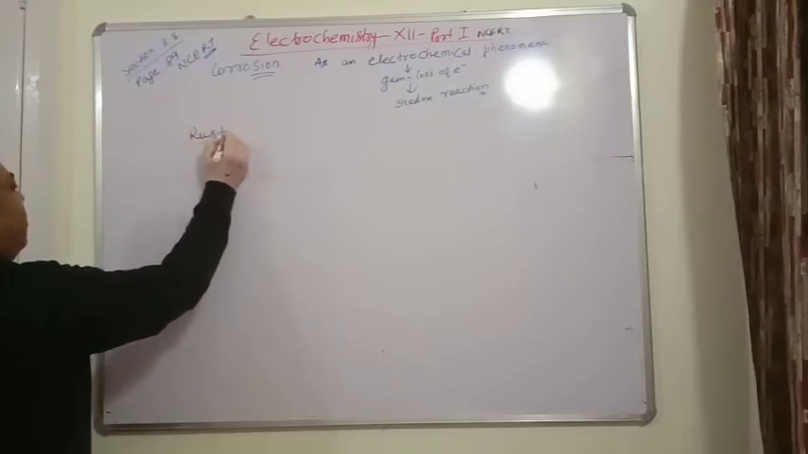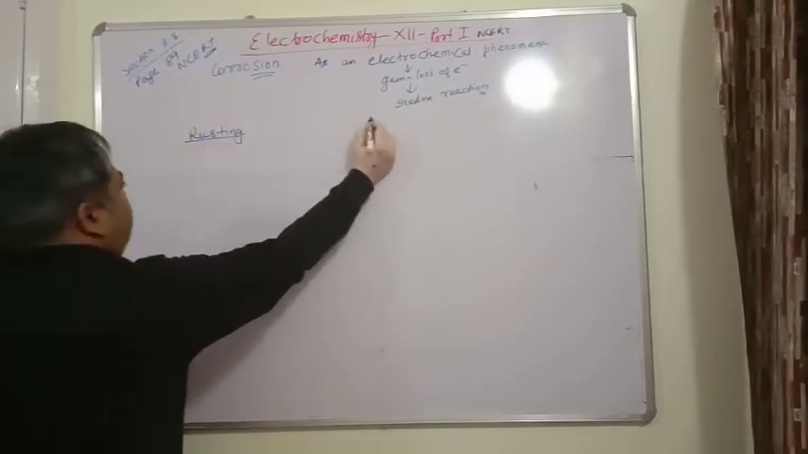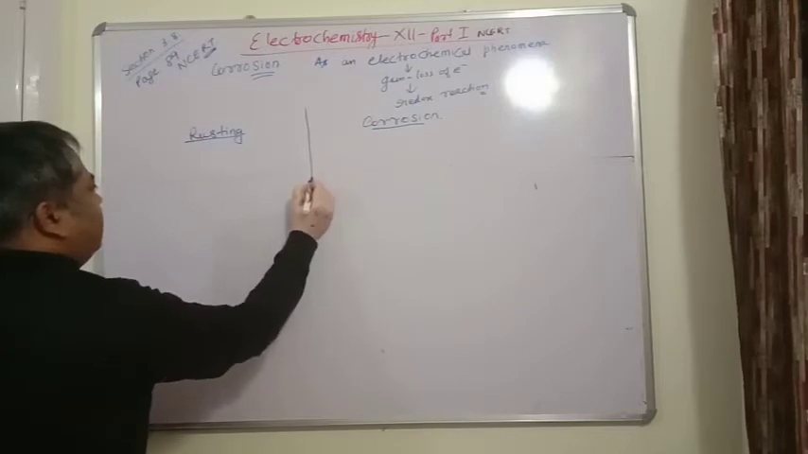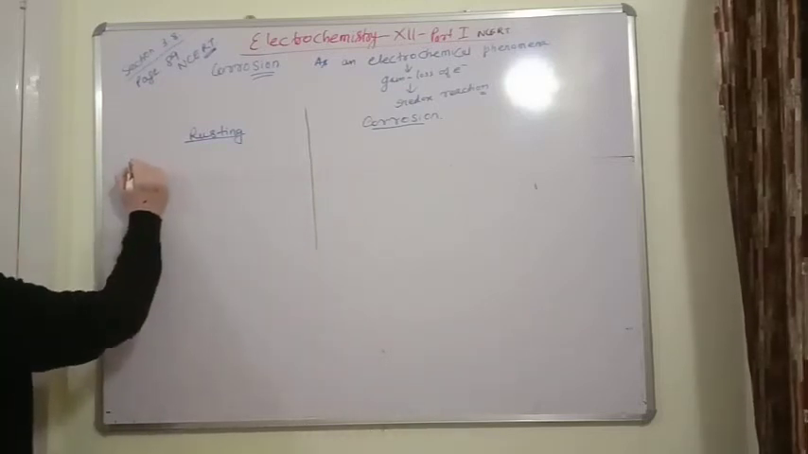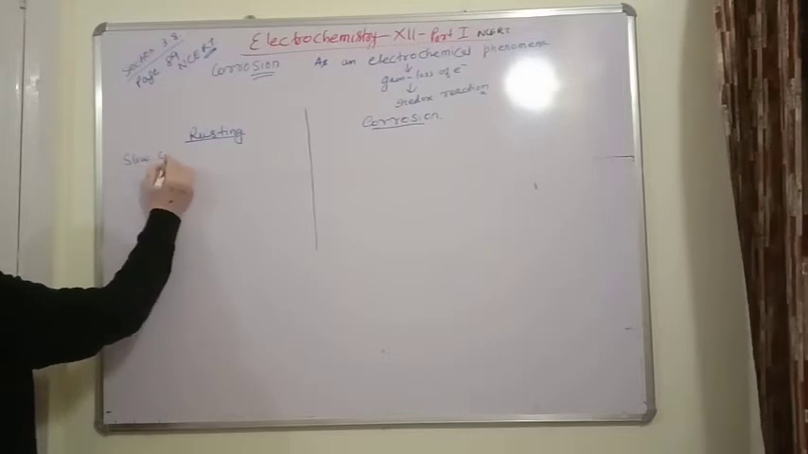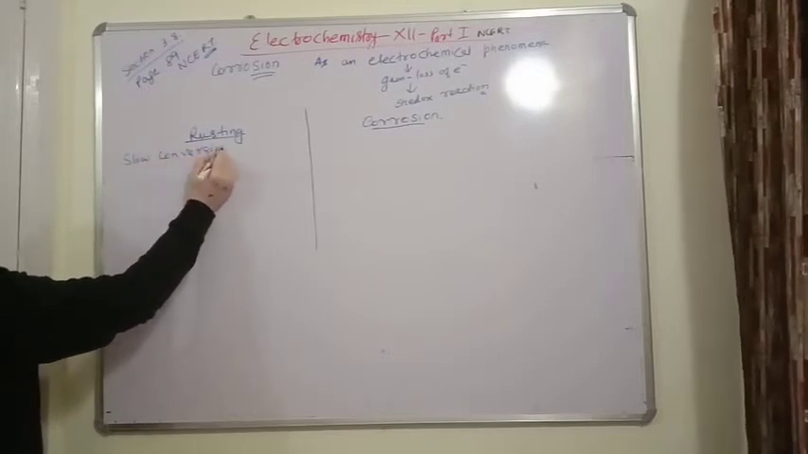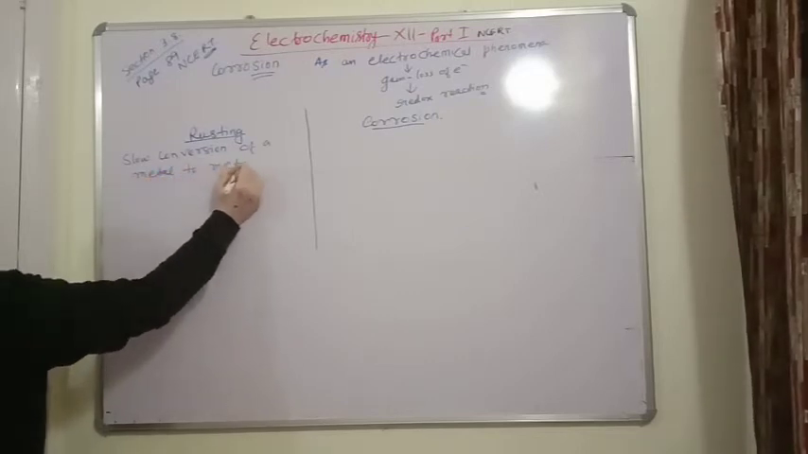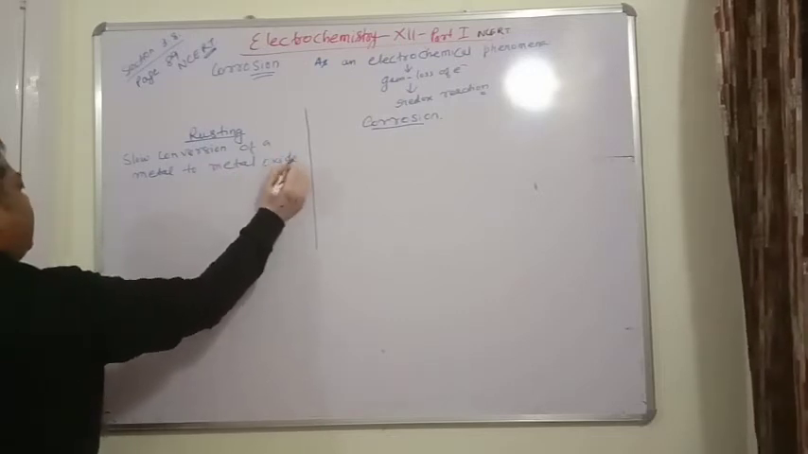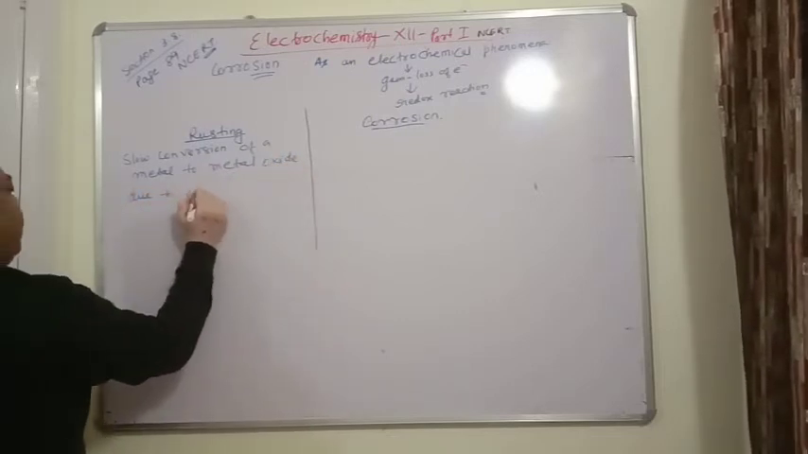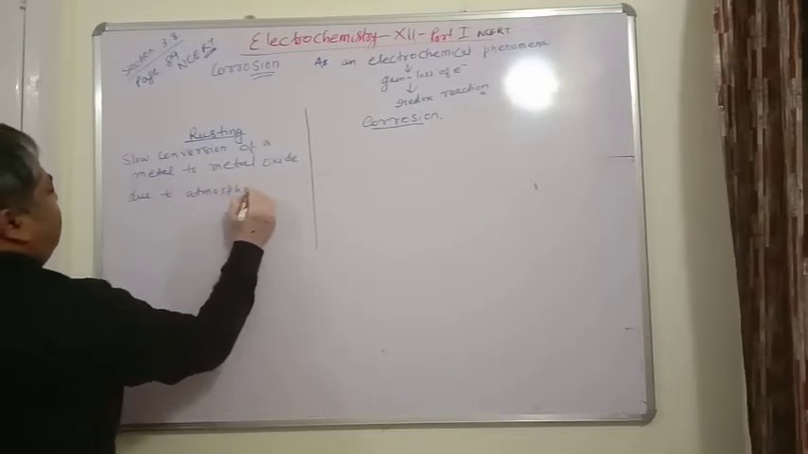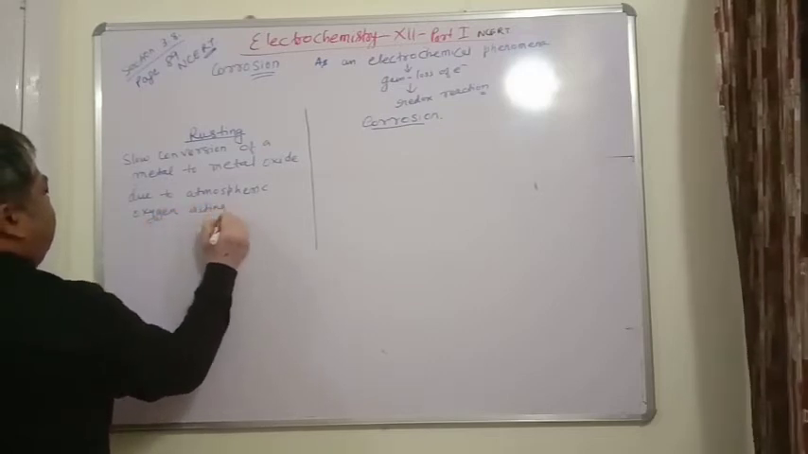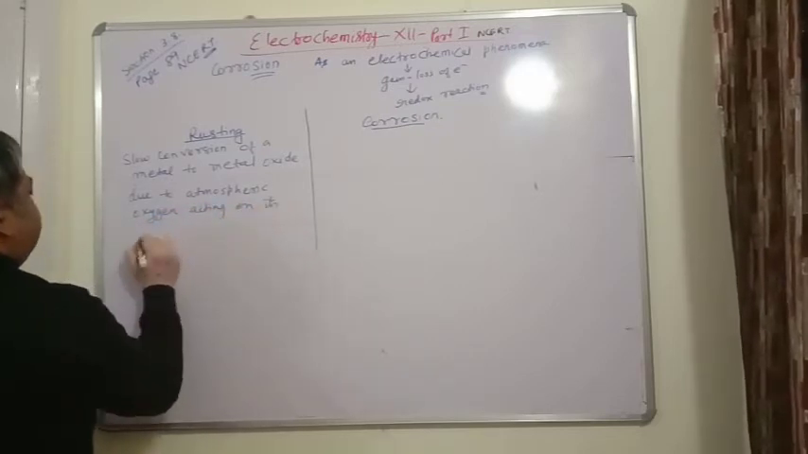Rusting and corrosion, there is a difference. Corrosion takes place due to rusting. So let this be very clear. Rusting means slow conversion of a metal to metal oxide due to atmospheric oxygen acting on its surface.